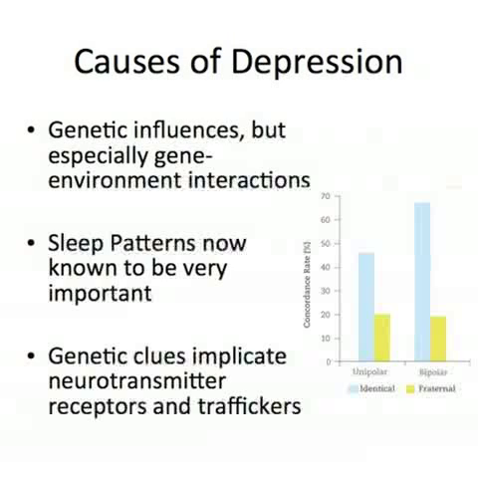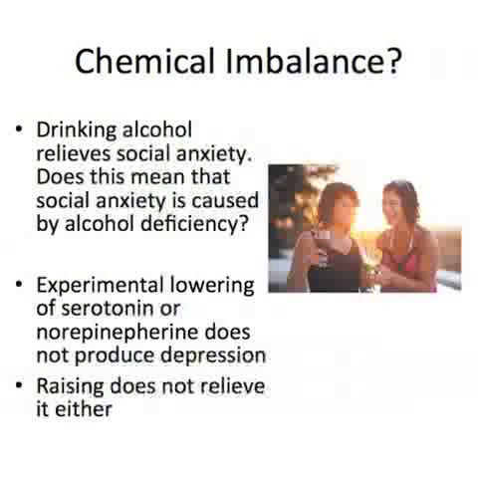The genetic clues implicate neurotransmitter receptors and traffickers, but be very wary of the serotonin imbalance theory that you may have heard and that is widely popularized. These theories are, to put it mildly, very wrong. Serotonin and other neurotransmitters do have some effect on mood, but there's no evidence for any kind of chemical imbalance that causes depression. We're going to talk about this again in great detail next time when we talk about treatments of mental disorders, particularly pharmacology. But the idea of a chemical imbalance is simply wrong.